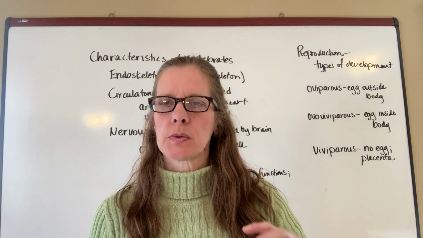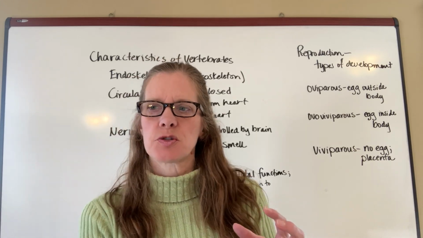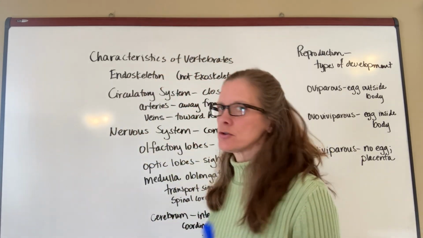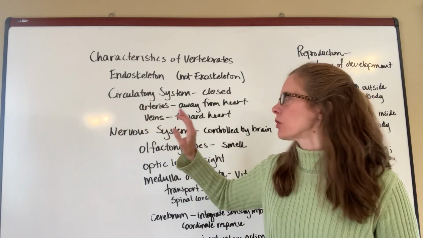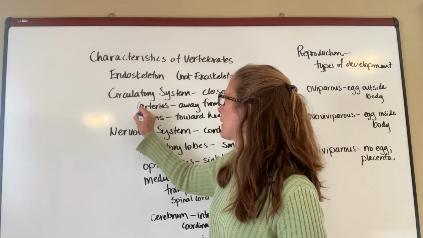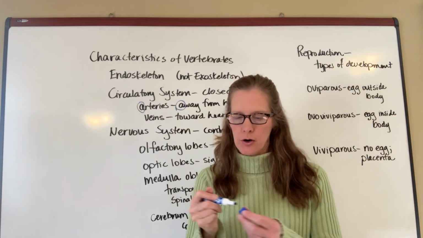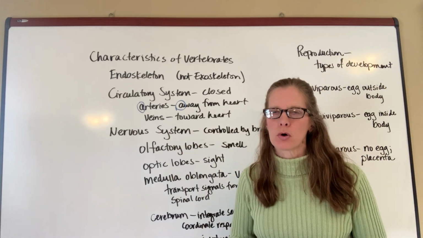Capillaries are the little tiny vessels that are down in the tissues where the gas exchange takes place. The other two main types of blood vessels are arteries and veins. Now your arteries carry blood away from the heart, and I remember that because both of them start with an A. Arteries carry blood away from the heart, and veins are going to carry blood toward the heart.